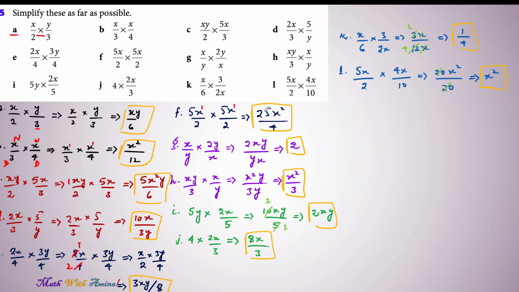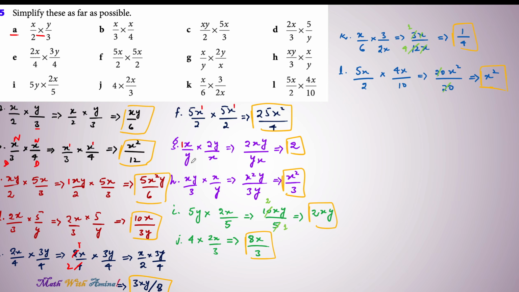So we get 25x squared over 4. Then we have x over y multiplied by 2y over x. In here the coefficient of the fraction is 1, so 1 multiplied by 2 is equal to 2. Then we look into the variables. X multiplied by, in here we do not have any x to be multiplied with, so it will be written as it is. Y is expressed 1, so it will be also written as it is. Therefore we will get 2xy in the numerator.